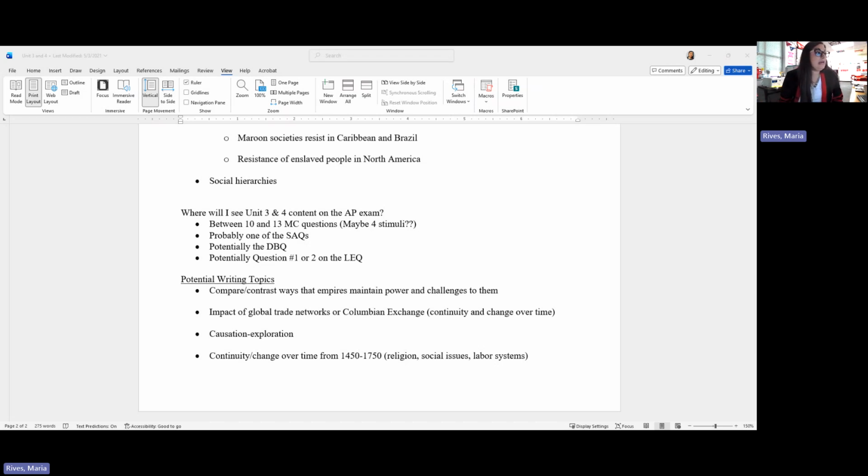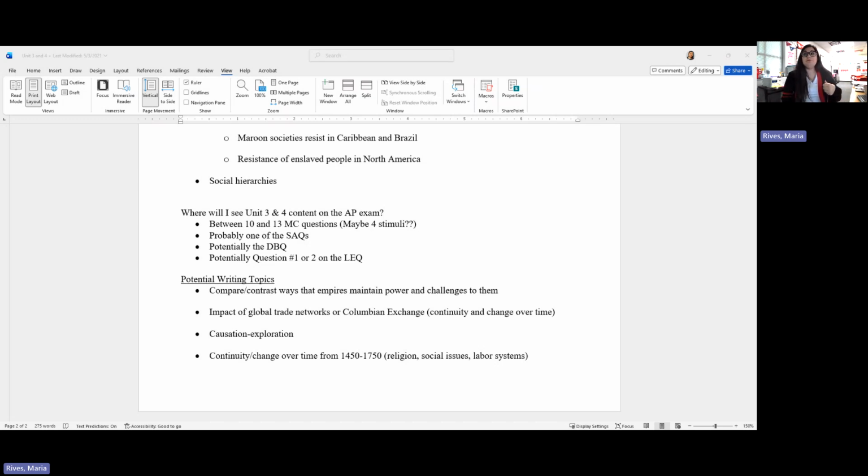Lastly, there could be an LEQ prompt about continuity and change. From 1450 to 1750, there are new religions in this time period, specifically Protestant Christianity and Sikhism in South Asia. There's also religious conflict between the Ottoman Empire and the Safavid over Sunni Shia and over land. So there are some religious issues in this time period. There are some social issues in that there are new classes of elites.